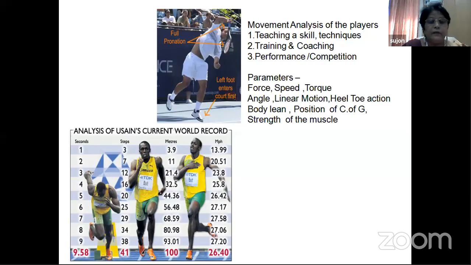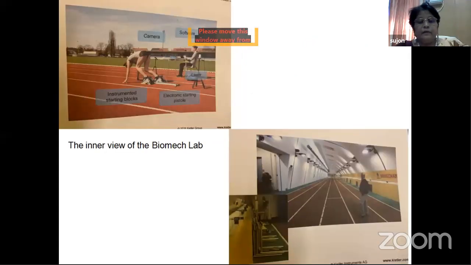At the left, you have the analysis of Usain Bolt's current world record. In the first line you see the seconds and the steps, and the meters and the meters per hour. This is how each one is analyzed: the first is the start, the second is his running style, and the third one is the finishing. So each and every second is so important, and the movement has to be analyzed promptly, considering the force, the speed, the acceleration, linear movement, etc. So this is going to be the right side.